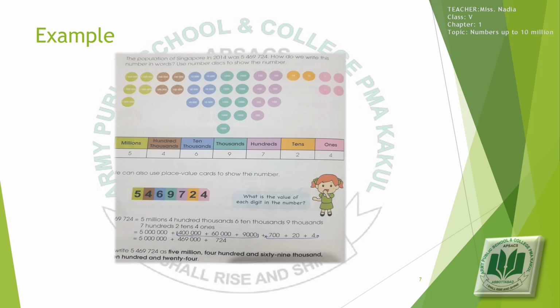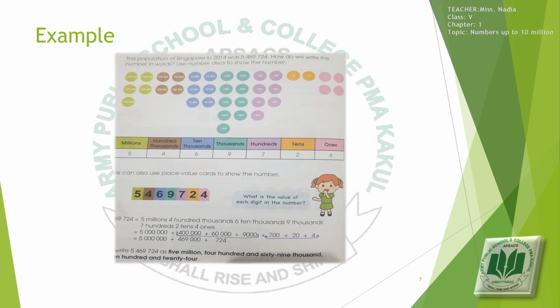5 millions, we will put 5 and 6 zeros. 400,000, 400 and 1,000. Plus 6 10,000s, 6 and 4 zeros, so 60,000. 9,000 plus 700 plus 20 plus 4. Now we will combine ones, tens and 100, 1,000, 10,000 and 100,000 and separate the million.